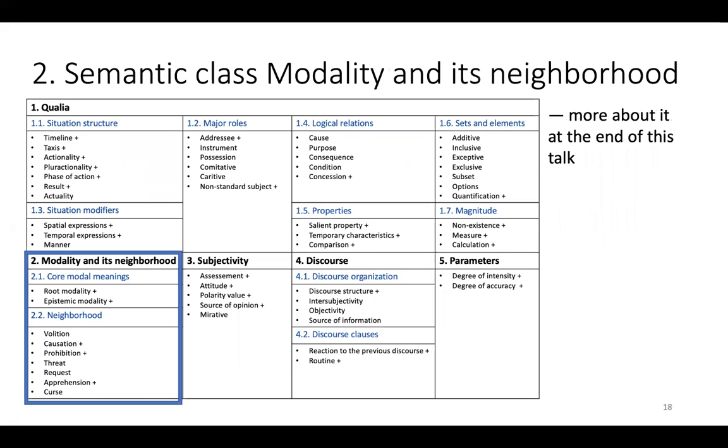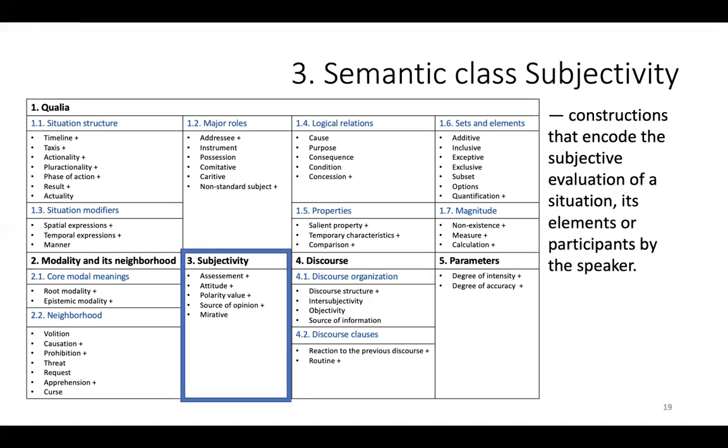Now, the next class of constructions is called modality and its neighborhood. We'll come back to this class at the end of this talk. Subjectivity is a large class of constructions that encode the subjective evaluation of a situation or its participants by the speaker.